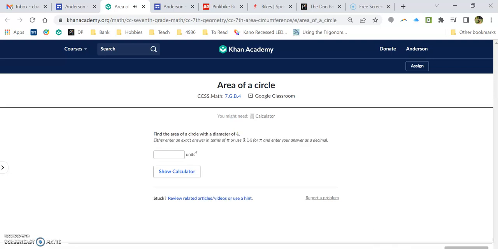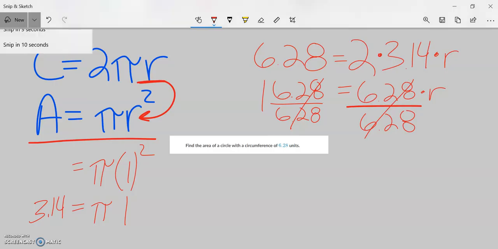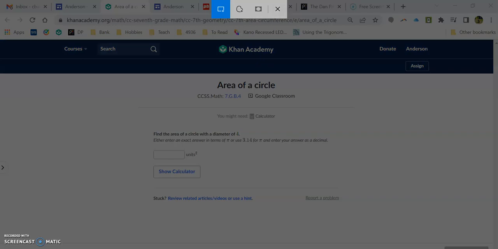Okay, find the area of a circle with a diameter of 4. It says you can either leave your answer in terms of pi or use 3.14 for pi. Let me show you what they mean by that.